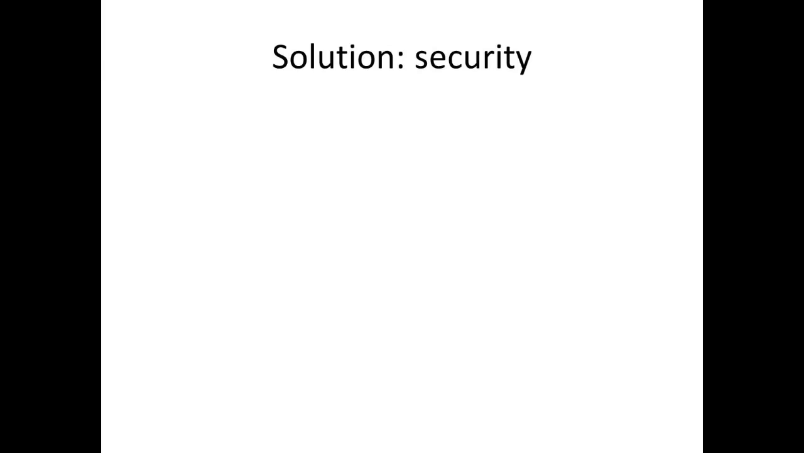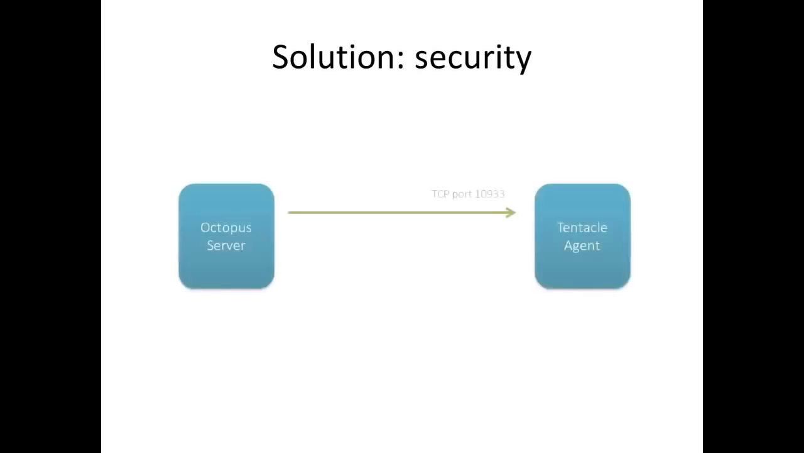So the way we approach this problem in Octopus is we have an agent service that runs on all the machines you plan to deploy to, and it listens on a port, in this case port 10933, and our Octopus server connects and pushes packages out to those tentacles. So instead of having all those machines connecting back into the server and polling it, we just make an outbound connection to the machine we plan to deploy things to.